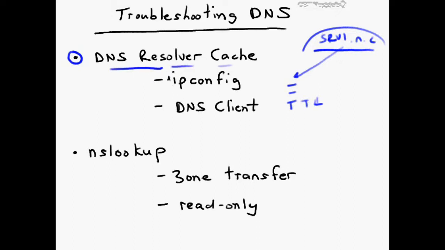As I showed you a little bit earlier, and will repeat again in this demo, we can use ipconfig to display the DNS resolver cache on that machine, as well as flush it if we feel that one or more of the entries is no longer valid.